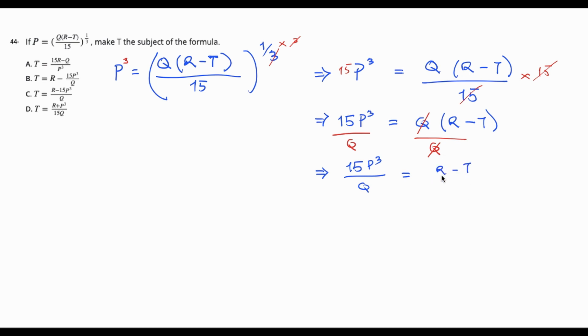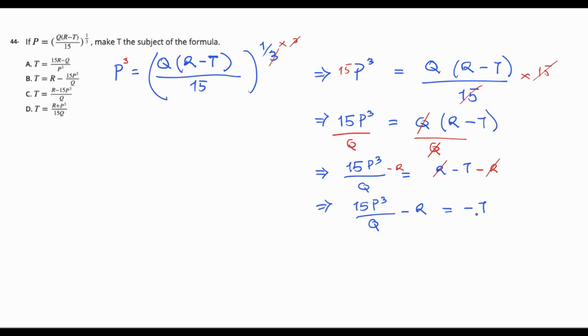Now to get rid of the R here and leave the T alone, we can subtract R from both sides of our equation. On this side, plus R will cancel out minus R, and on this side we'll have minus R. So our new equation is 15p cubed over Q minus R equals minus T.